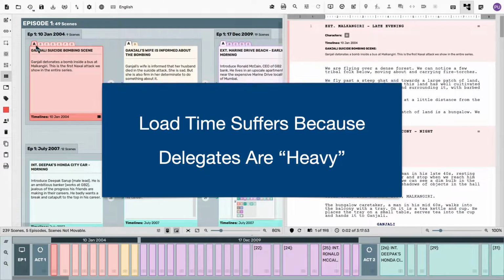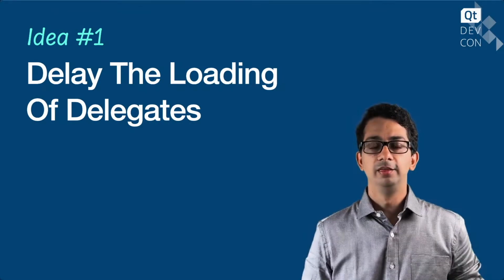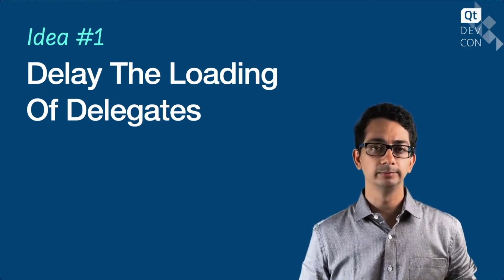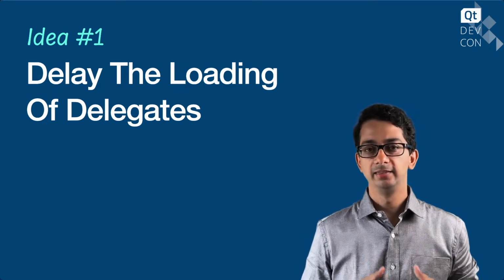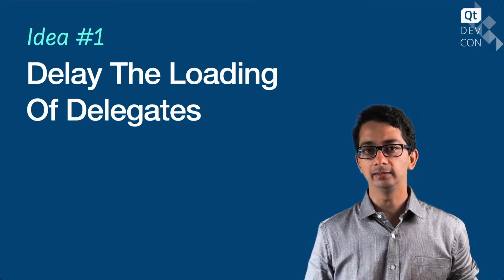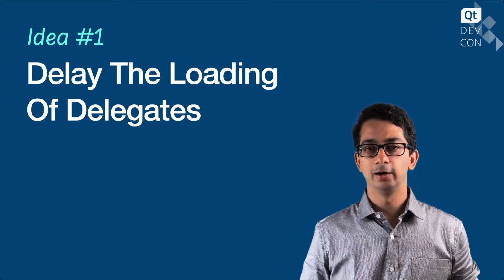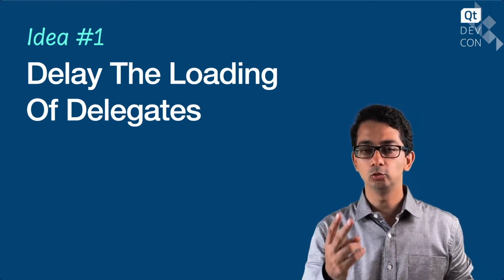How do we optimize this? I want to share two ideas. The first idea addresses the slow scrolling speed in Screenplay Editor, and it involves delaying the loading of delegates. The delegates we use in the Screenplay Editor are elaborate because they need to offer a lot of functionality. Now, instead of cutting down on functionality, we break apart the delegate into two parts.